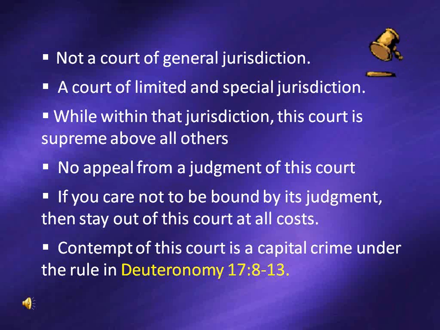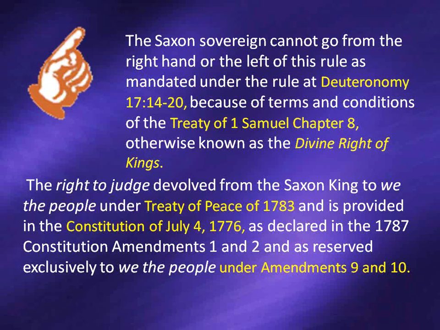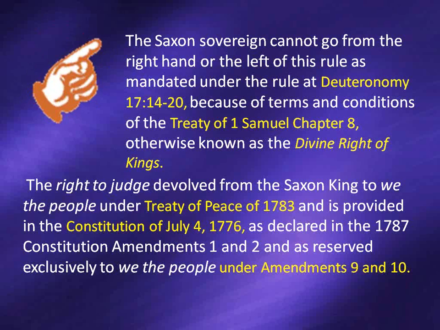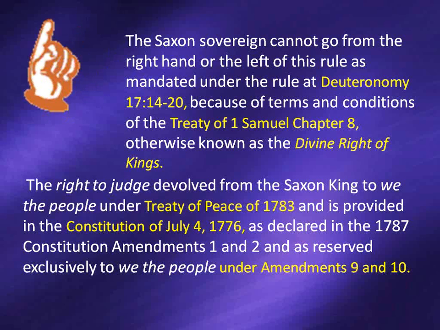If you care not to be bound by its judgment, then stay out of this court at all cost, because contempt of this court is a capital crime under the rule in Deuteronomy 7:18-13. The Saxon sovereign cannot go from the right hand or the left of this rule, as mandated under the rule of Deuteronomy 17:14-20, because of the terms and conditions of the treaty of 1 Samuel Chapter 8, otherwise known as the right of kings.